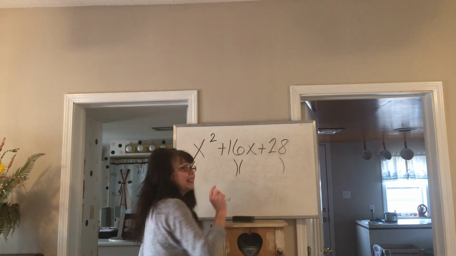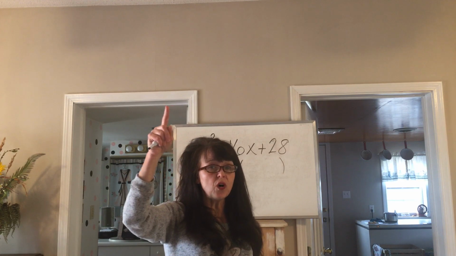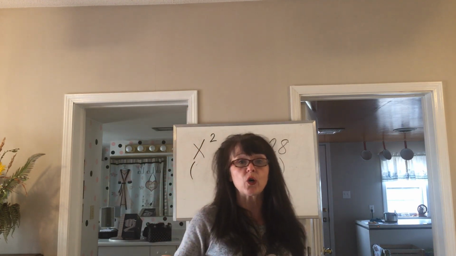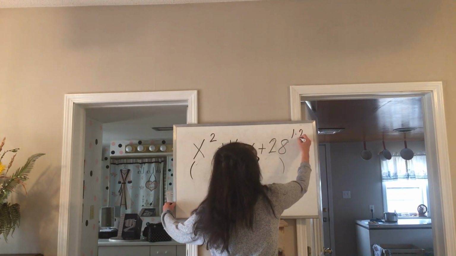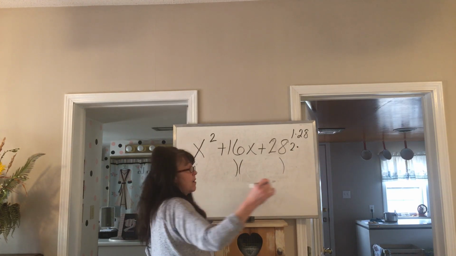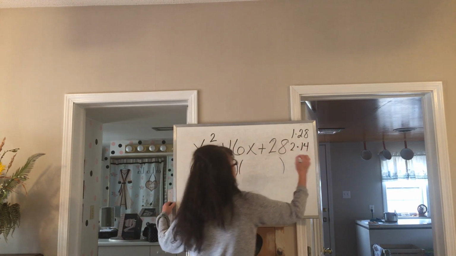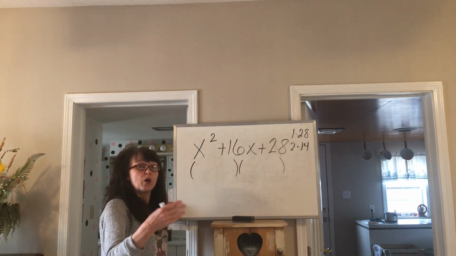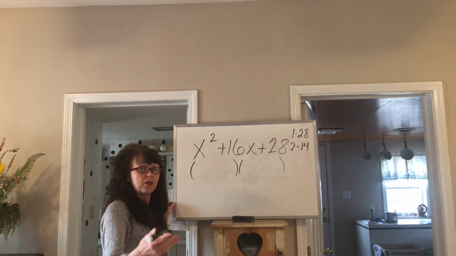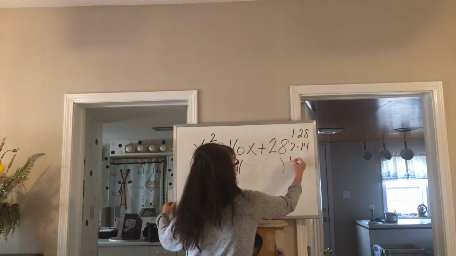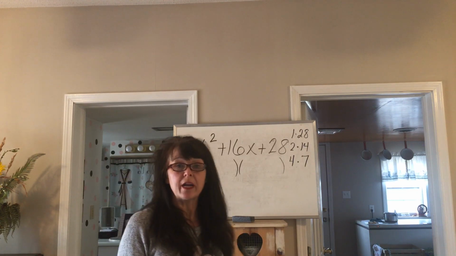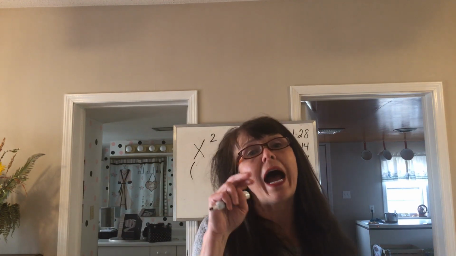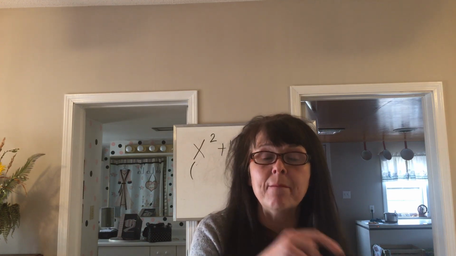We're going to make a list with 28. Start with 1 and go in order. So the first one is 1 times 28. 2 times what? 14. 3 will not divide into 28 evenly. So skip the 3. Go to 4. 4 times 7. And that's all your factors of 28. But one of them will add to give you that middle number.